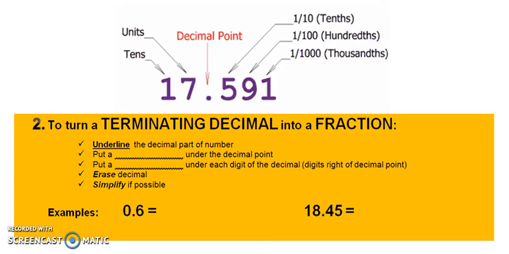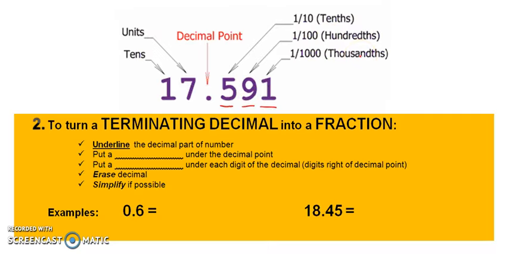Changing a decimal into a fraction is actually not that hard, and it's very helpful to know your place values. Let's take a look at the number at top, 17.591. Notice the digit 5 is in the tenths place. The 9 is in the hundredths, the 1 is in the thousandths.